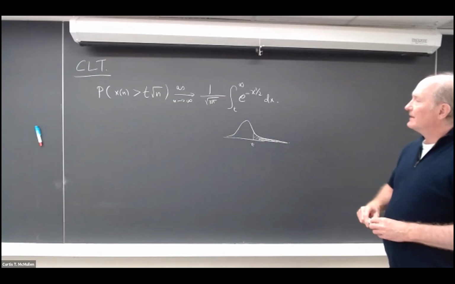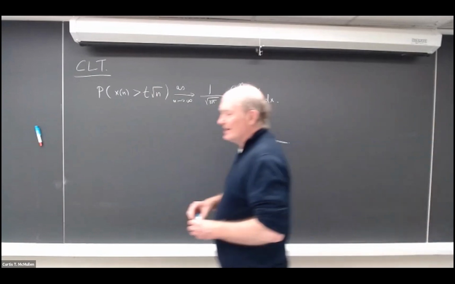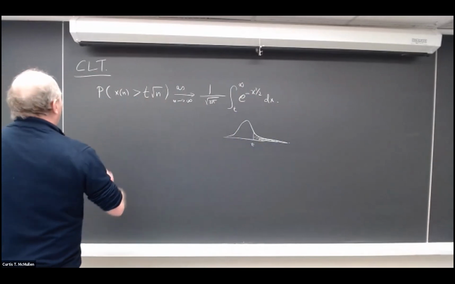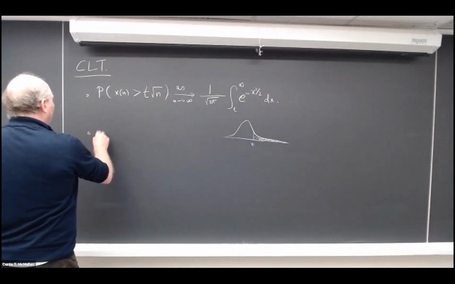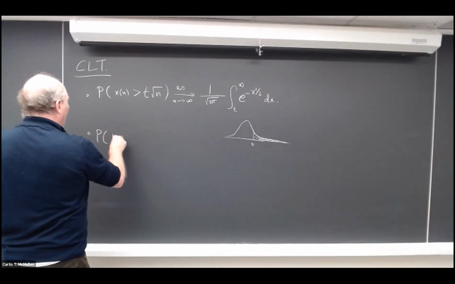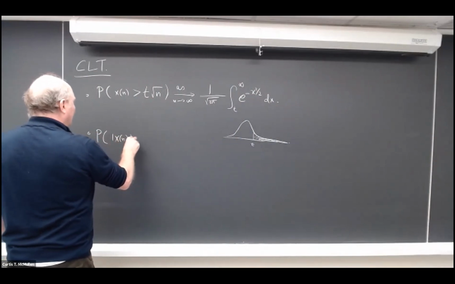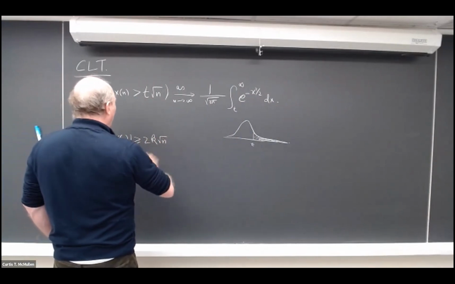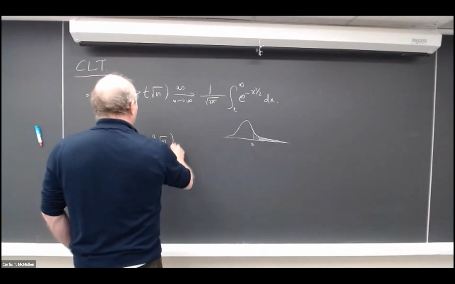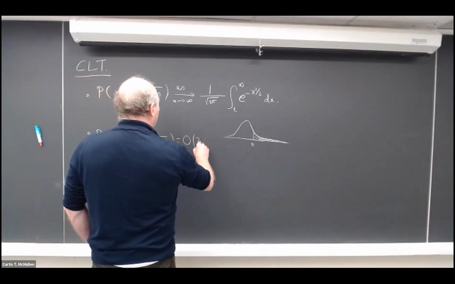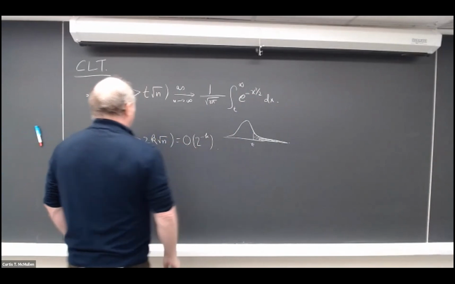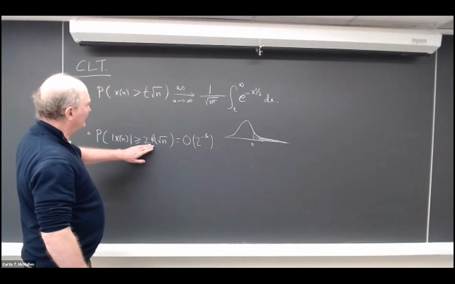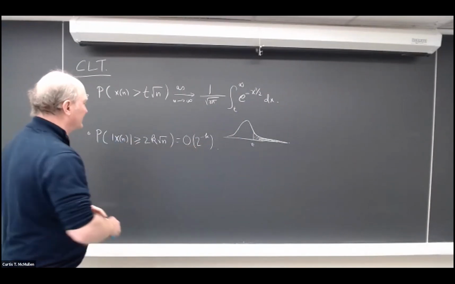So last time we proved a very weak version of this, but one that's uniform in n, which was that the probability that, say, the absolute value of x of n is bigger than 2k times the square root of n is big O of 2 to the minus k. So the probability that you're 2k standard deviations away from the origin is exponentially small in k.